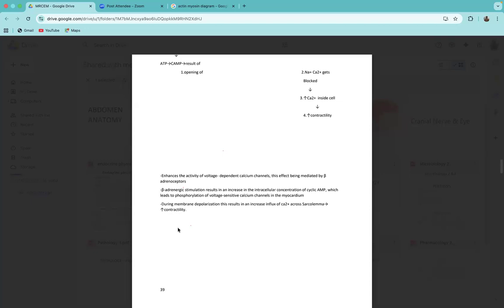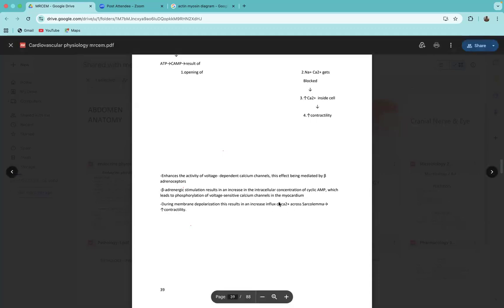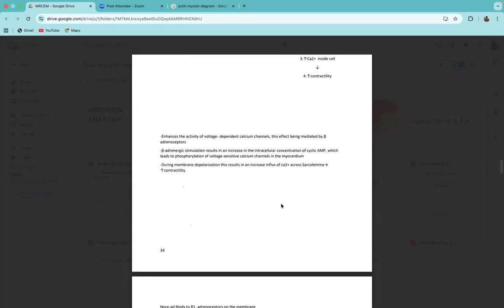During the membrane depolarization, this results in influx of calcium across the sarcolemma, and due to that there will be increased contractility. As we have already discussed this, the same thing is being stated here. This enhances the activity of voltage dependent calcium channel, and this effect is mediated by the beta adrenoceptor. Beta adrenergic stimulation results in an increase of intracellular cyclic AMP, which leads to the phosphorylation of the voltage calcium channel in the myocardium during the membrane depolarization. This results in increased influx of calcium across the sarcolemma, and there will be more contractility as well.